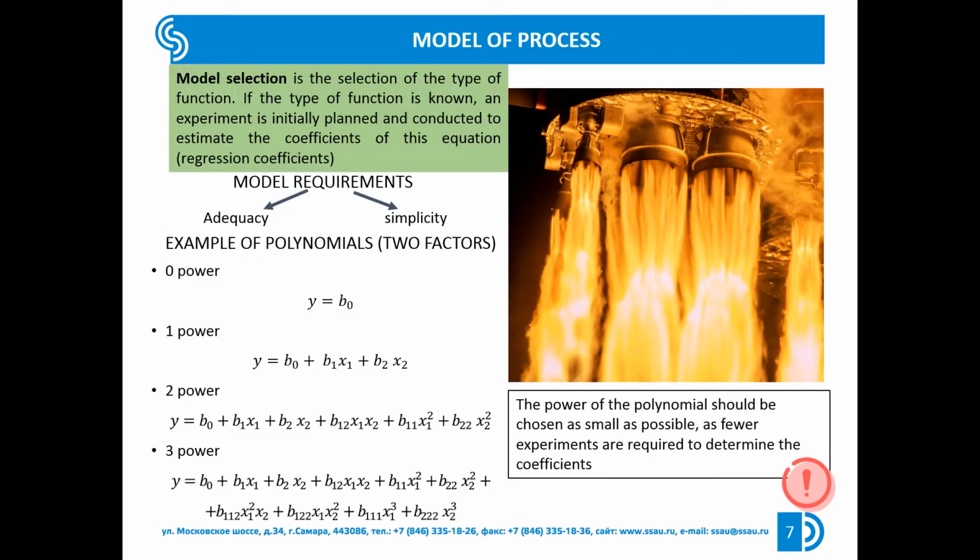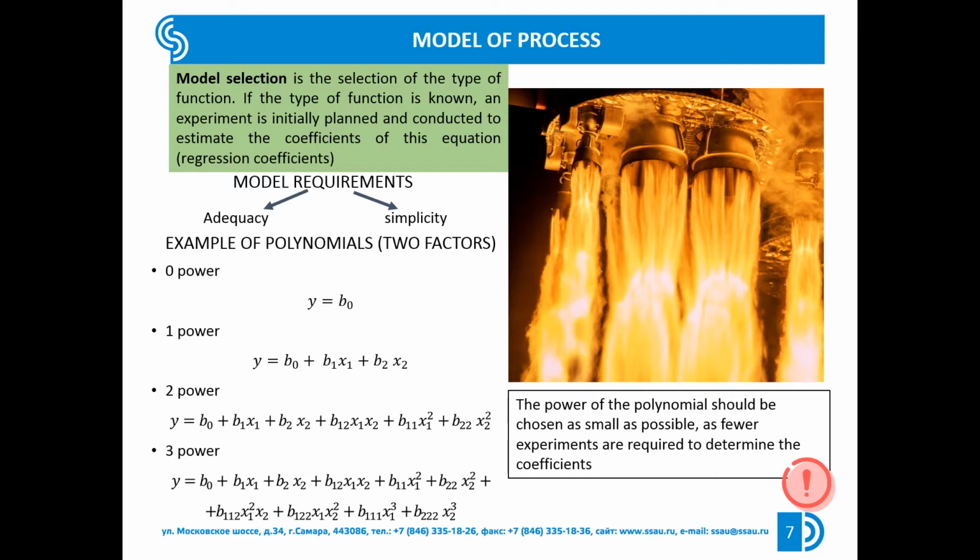The model of the process under study refers to the response function. Model selection is the selection of the type of function, meaning defining this equation. If the type of function is known, an experiment is initially planned and conducted to estimate the coefficients of this equation, the regression coefficients. The main requirements for a model are adequacy and simplicity. Adequacy is the ability to predict the results of an experiment in some domain with a given accuracy.